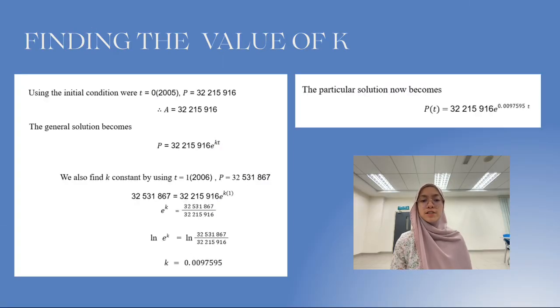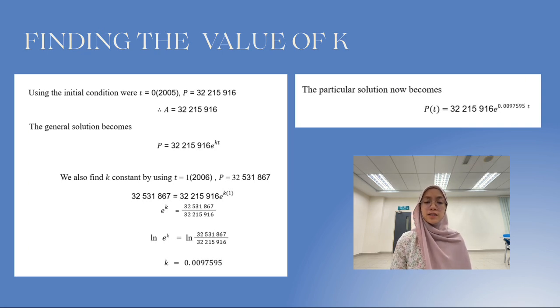Using the initial condition where t = 0 in 2005, while P = 32,215,916, we substitute them into the equation. So we get A = 32,215,916. Therefore, the general solution becomes P = 32,215,916 e^(kt).